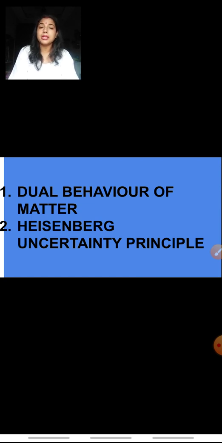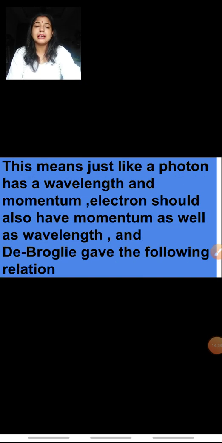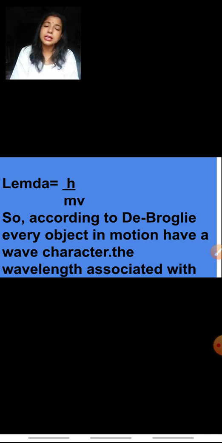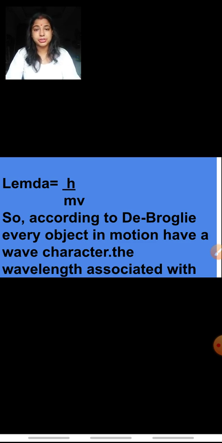For the dual behavior of matter, the wavelength associated with a particle in motion is also given by de Broglie and is called the de Broglie wavelength, lambda equals h upon mv. You have to remember, the higher the value of mass, the lower will be the wavelength associated with it. That means for heavier objects there is no significance of this law. It holds good only for lighter objects.